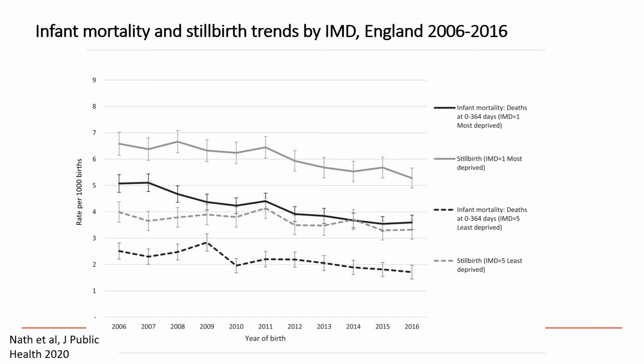You can see that in the most and the least deprived areas, both infant mortality and stillbirth rates have declined throughout this study period. However, there has not been a narrowing of these rates between the richest 20% of areas in England and the 20% of the poorest areas in England. So the social inequalities in both infant mortality and stillbirth still remain.